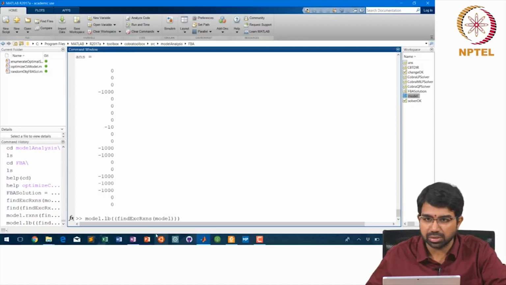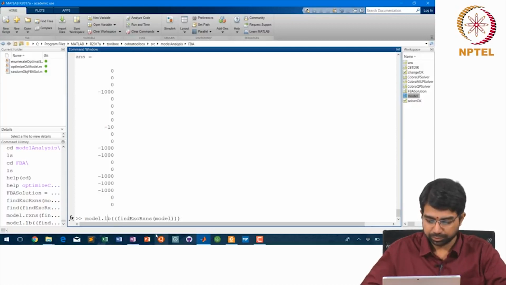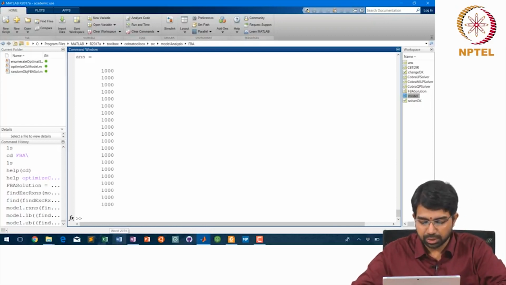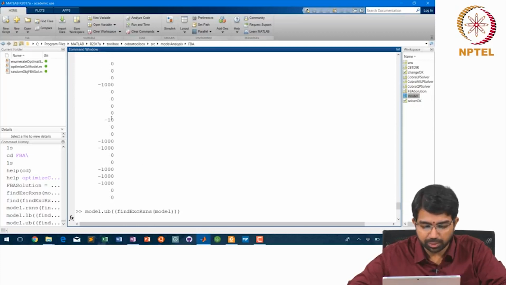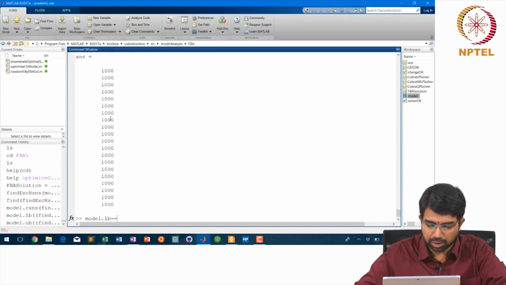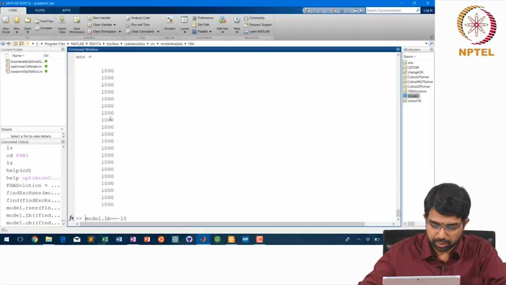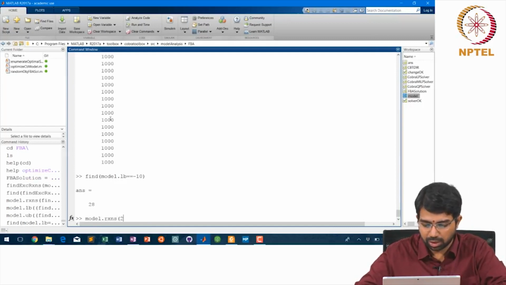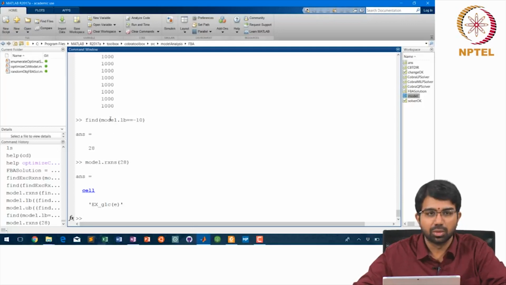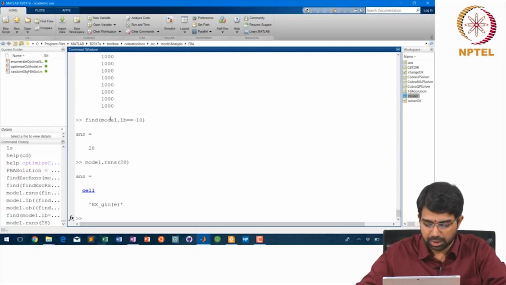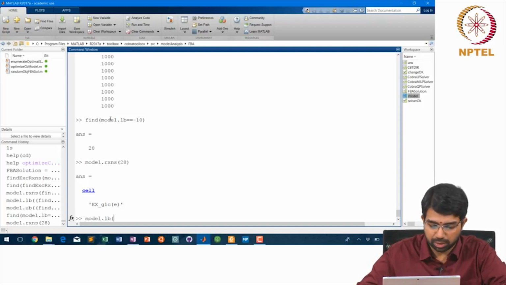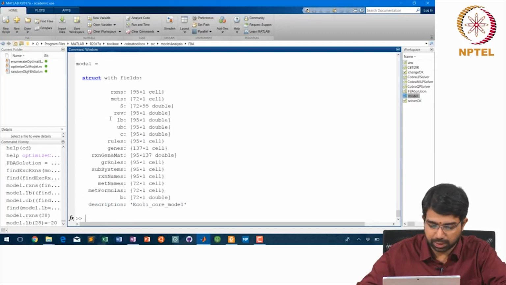Find exchange reactions. If we look at upper bounds, it is all 1000, no surprises there. So, now what is this minus 10? Let us just find model.LB equals minus 10. Hopefully, there are not others, there is only one, which is 28. What will model.reactions 28 be? It is glucose exchange, right. So, now let us double the glucose exchange rate, right. So, now let us say model.LB 28 equals minus 20.